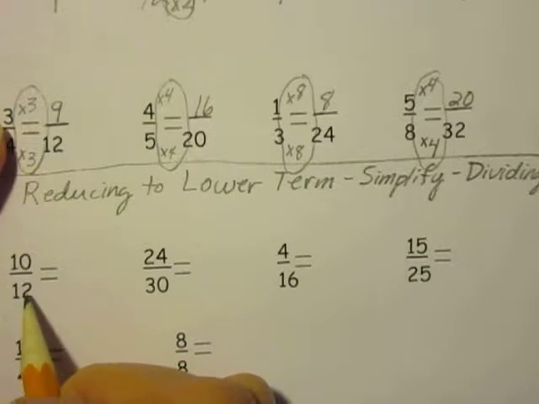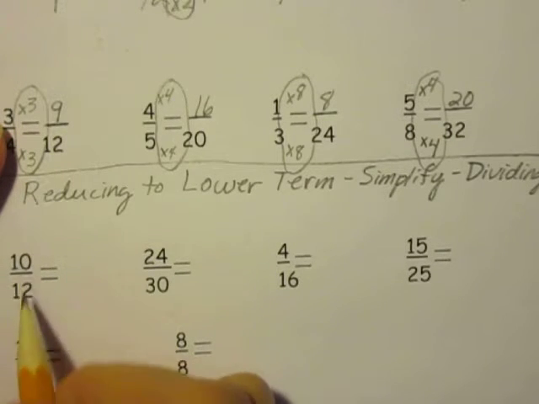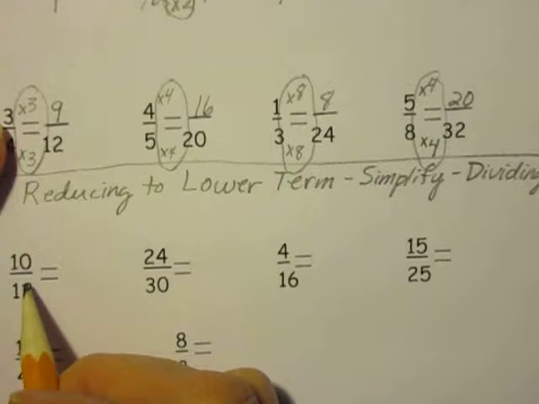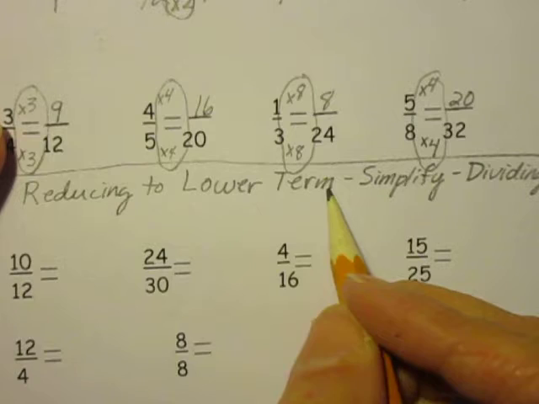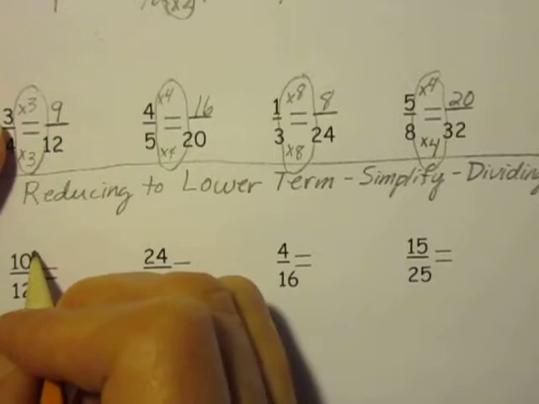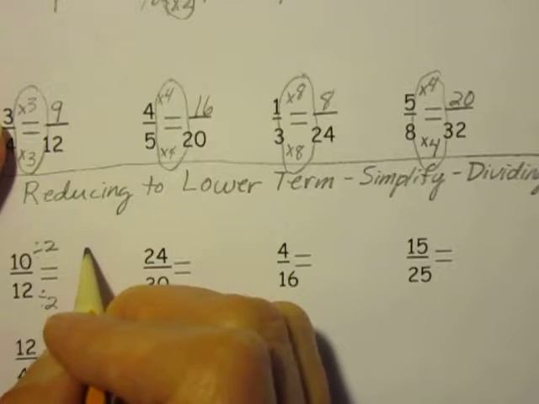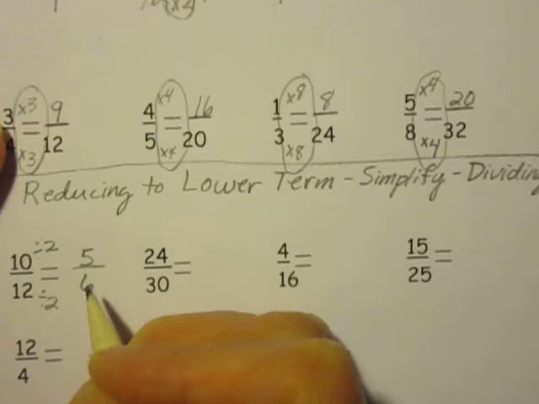I've got 10/12. I need to analyze this and say what common factor do they have that I can divide from both numerator and denominator and reduce to lower terms. Both of these are even numbers, so I know that I can reduce them both by 2. So I'm going to divide both numerator and denominator by 2, and I will get 5/6.